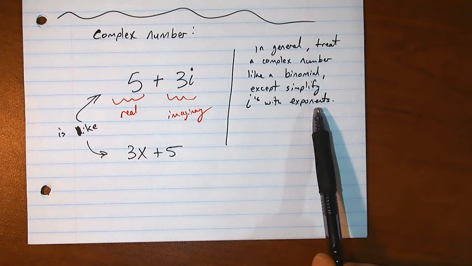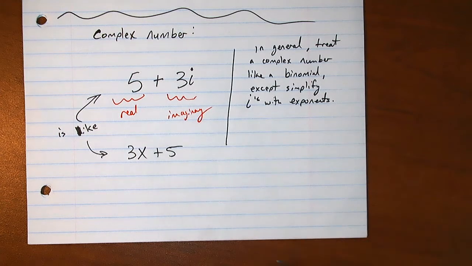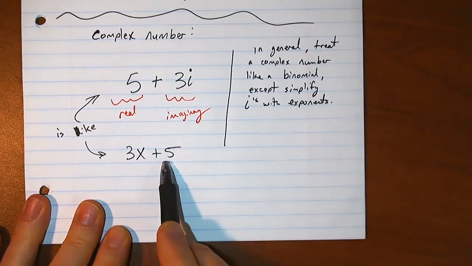I's with exponents, that's an i apostrophe s is what that says. Sorry for my bad handwriting. I's with exponents, that we're going to simplify. Everything else we're going to treat just like this, okay?